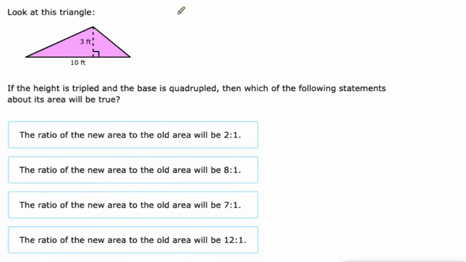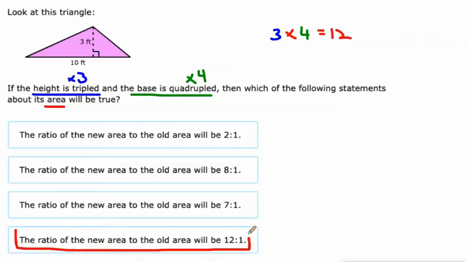The height is tripled, and the base is quadrupled. Then which of these following statements about the area will be true? Well, 3 times 4 is 12, so the area should be 12 times as much. The ratio of the new area to the old area will be 12 to 1.